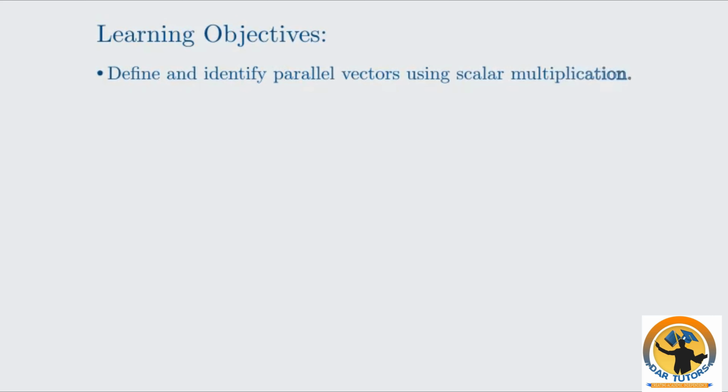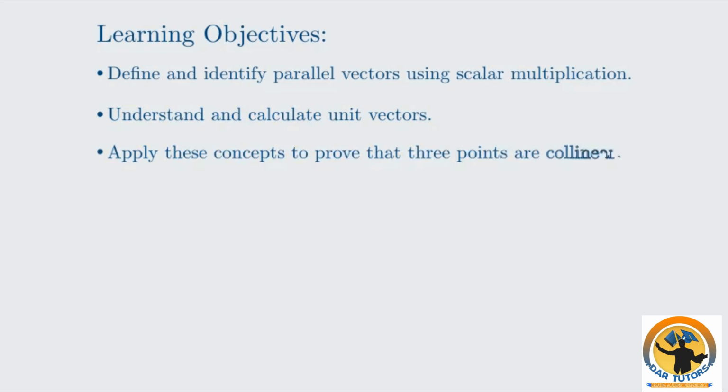By the end of this session, you will be able to: first, define and identify parallel vectors using scalar multiplication. Second, understand and calculate unit vectors. And third, apply these concepts to prove that 3 points are collinear. These skills are essential for solving a wide range of problems in vector geometry.